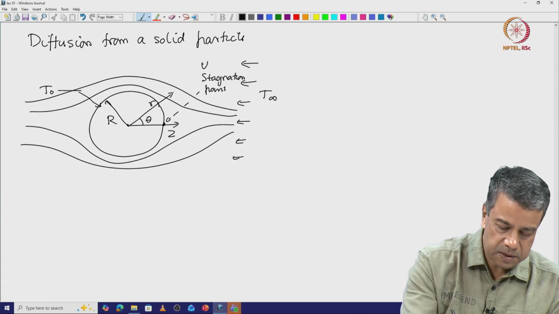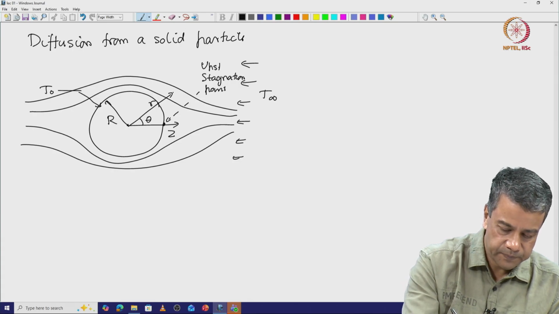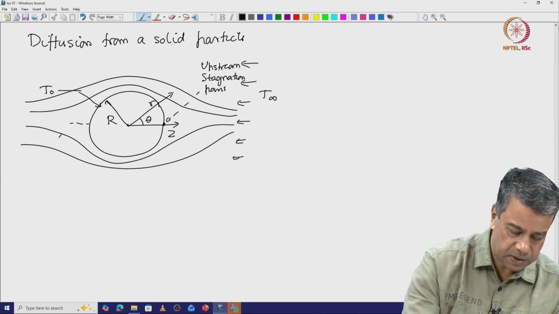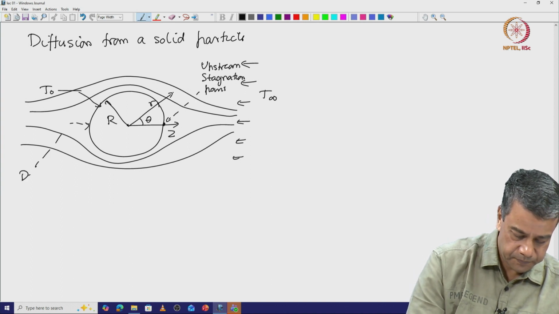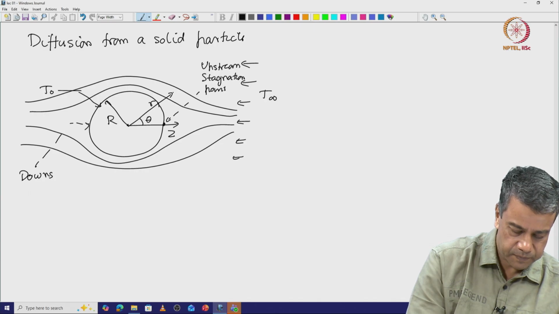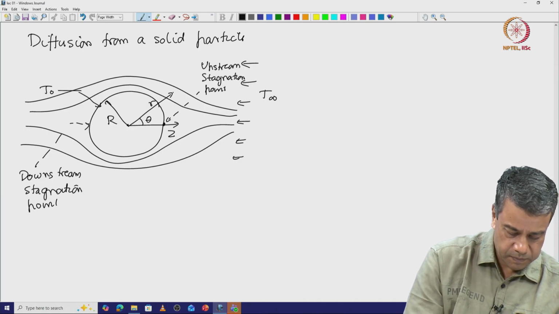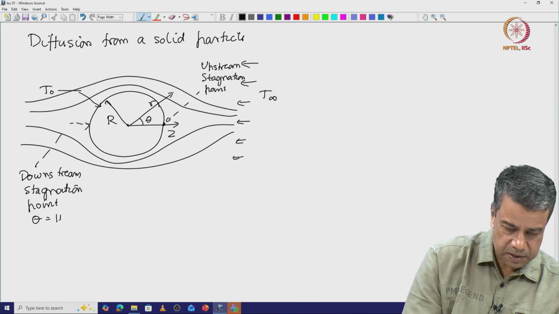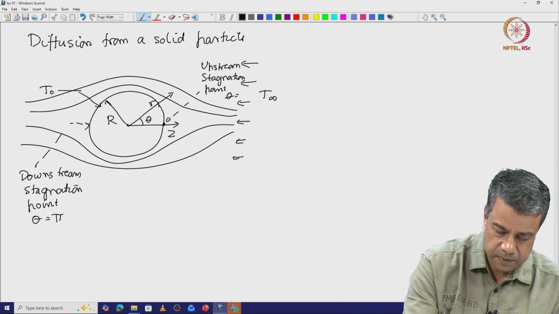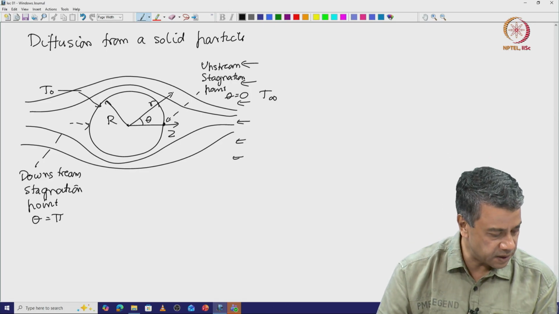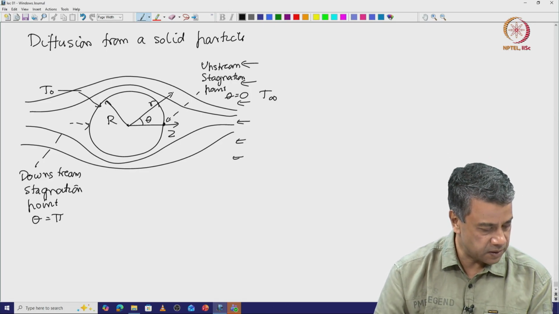Okay, this is an upstream stagnation point, and there is similarly a downstream stagnation point here. Theta is equal to 0 at the upstream stagnation point and theta is equal to pi at the downstream stagnation point.